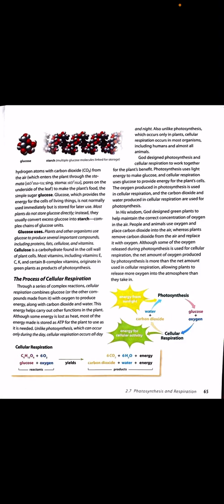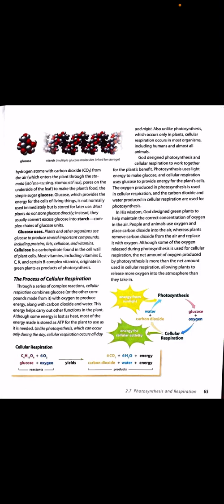Glucose uses. Plants and other organisms use glucose to produce several important compounds, including proteins, fats, cellulose, and vitamins. Cellulose is a carbohydrate found in the cell wall of plant cells. Most vitamins, including vitamins E, C, K, and certain B-complex vitamins, originate in green plants as products of photosynthesis.